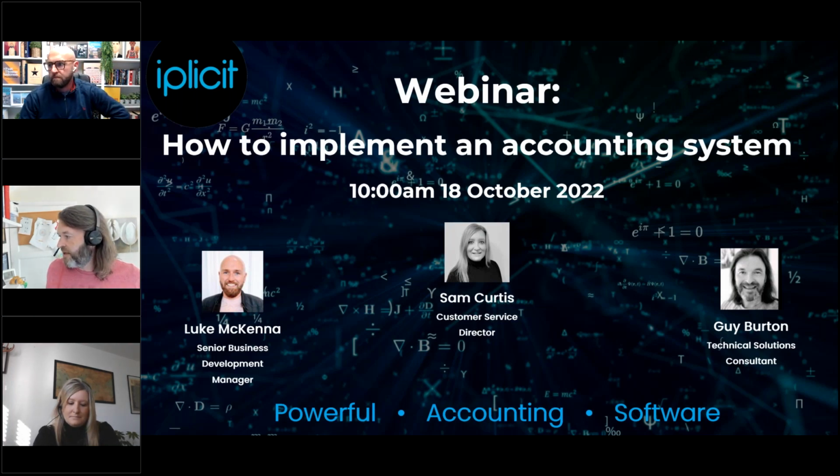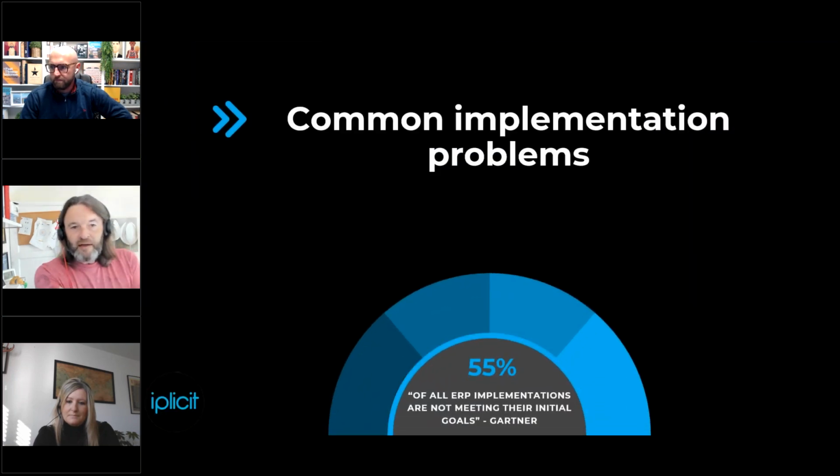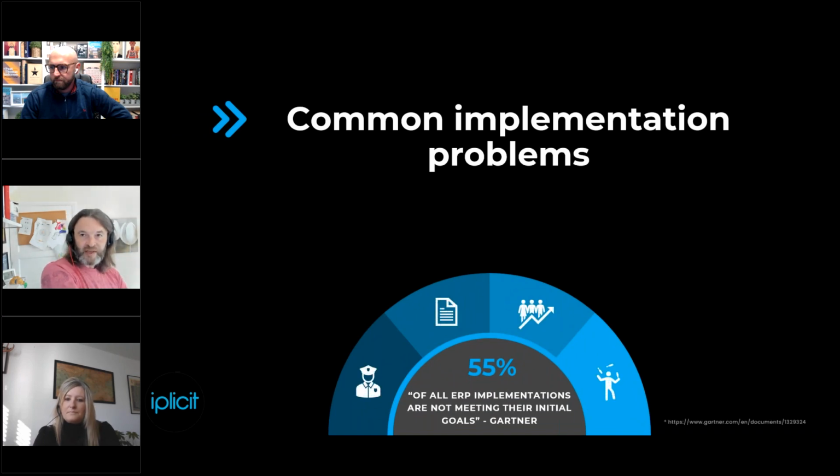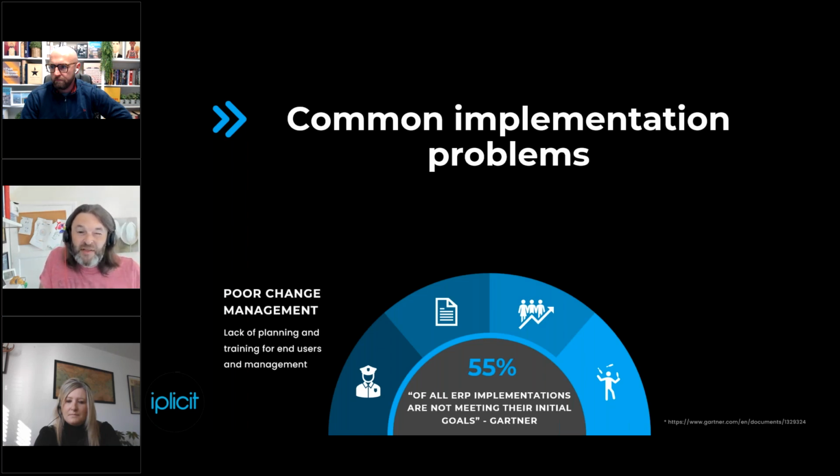So on to the topics for today and what we're going to be covering. We're going to talk a lot about common implementation problems. There are some Gartner statistics that state that 55% of all ERP implementations are not meeting their initial goals. And some of the common problems that we tend to find about implementations, probably the biggest one is poor change management. The lack of planning, lack of training as you're going through that implementation for both end users and the management team surrounding that implementation. That tends to be the most common problem about an ERP implementation, or many implementations to be fair, with over 50% stating that's the biggest challenge.